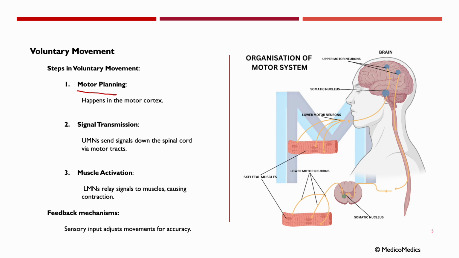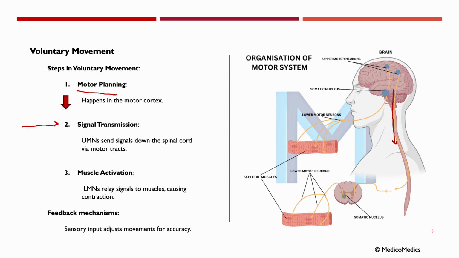Next comes signal transmission. Once the plan is made, upper motor neurons now carry that signal down the spinal cord through specific motor tracts, like the corticospinal tract, for example. This step ensures the message reaches the right level of the spinal cord. And this is where you can connect when we talked about descending tracts and the pyramidal tracts in the previous slide.